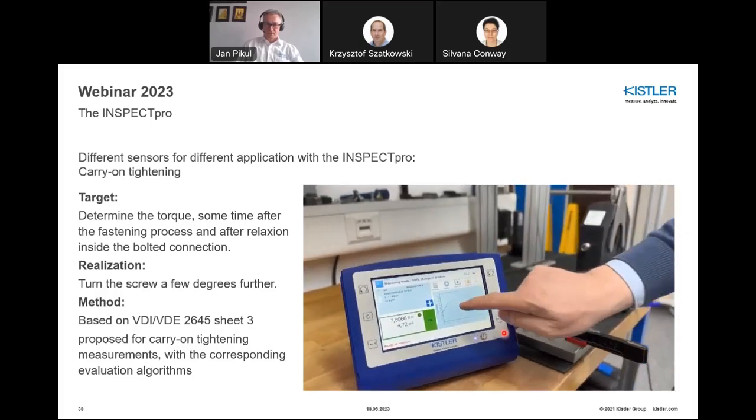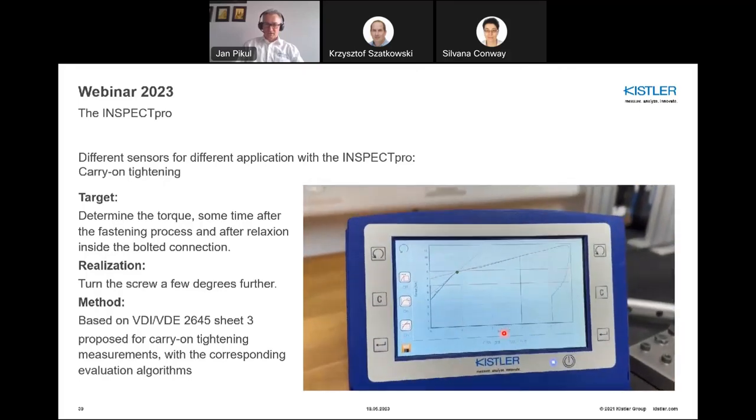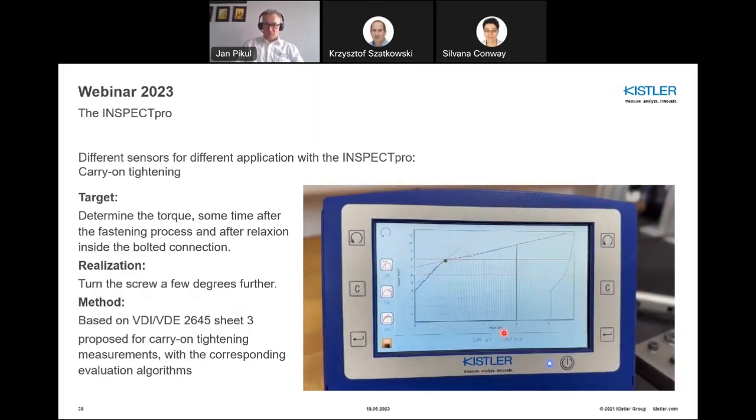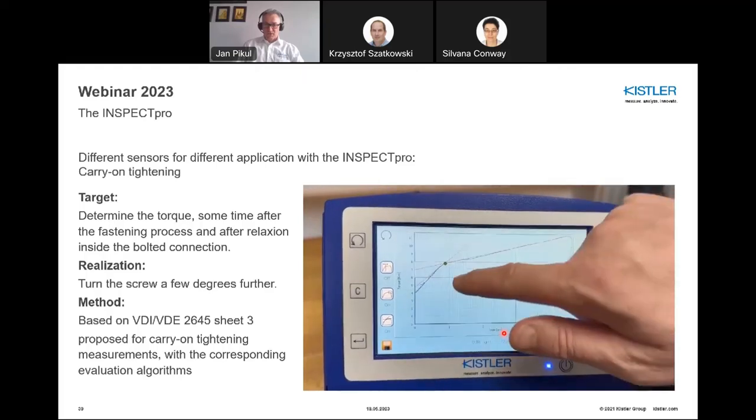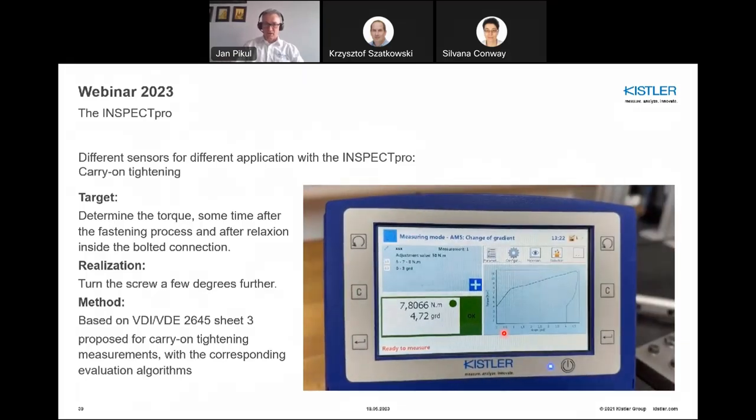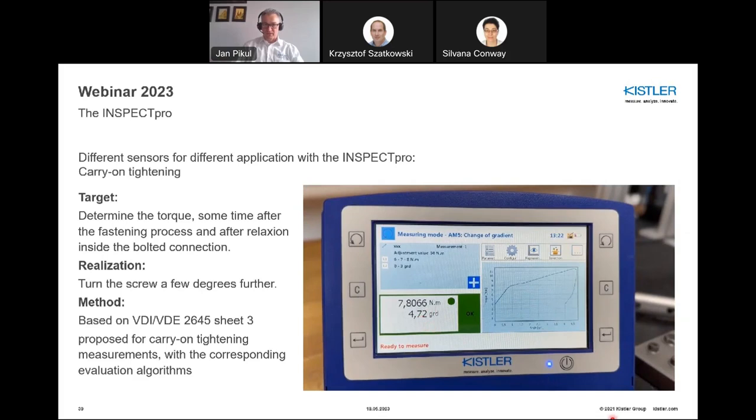Yeah. So in this case, you see that the bolt was moved in the clockwise direction 4.7 degrees, and the final torque, the residual torque, was 7.8, because that is the value we want to prove and we want to measure.